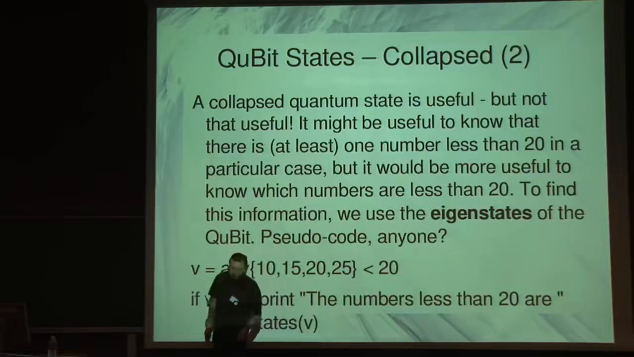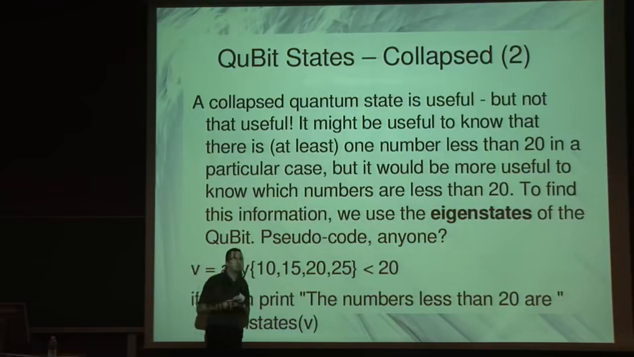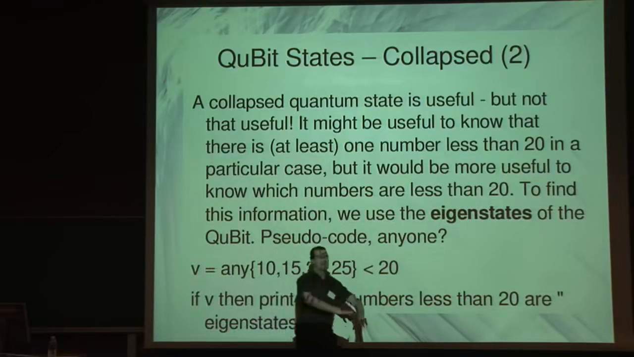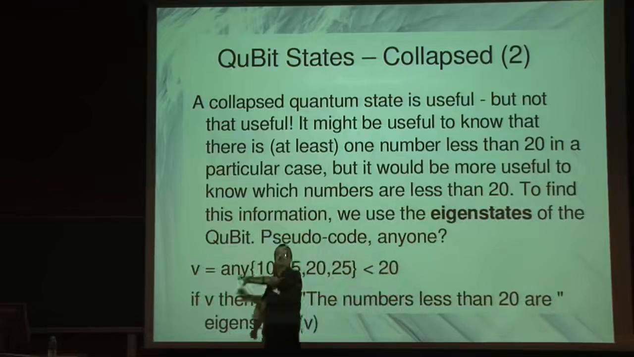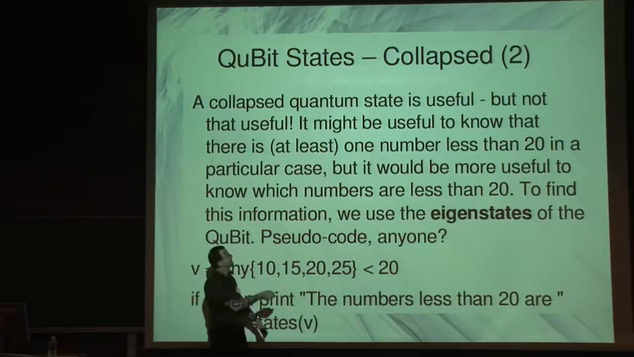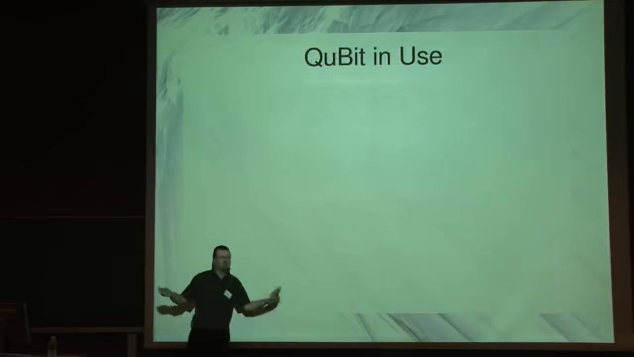So to do that, we have eigenstates. Again, another clever geeky term to stop ordinary people muscling in on our fun, that basically says, just before I collapse a state, I'm going to make a note of everything that returned true in that last operation. And they're going to go into the eigenstate of that qubit. So you can then query it, if you want to.